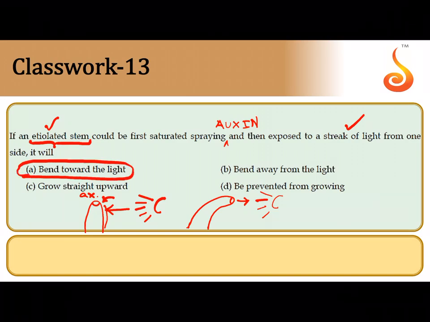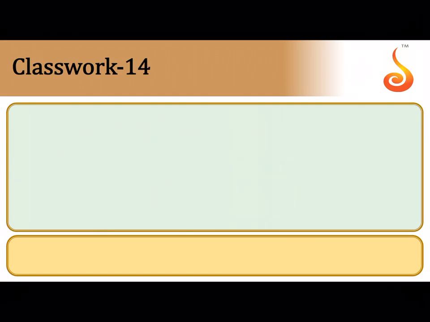That is one of the most important properties of auxins. Auxins are inactivated by light. So what happens is, when you are illuminating this side, all the auxins will get concentrated on the shaded side, where there is no light, and there they cause cell elongation, and as a result the stem tip will start bending towards the source of light.